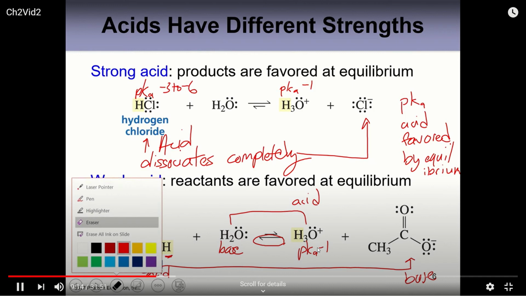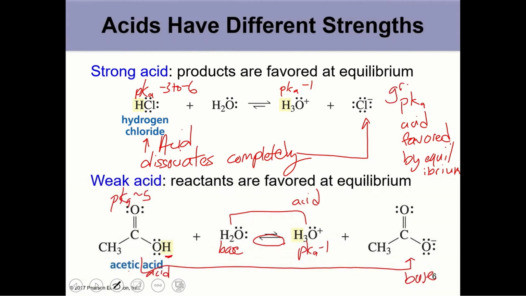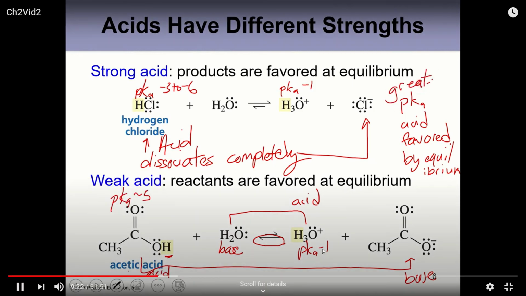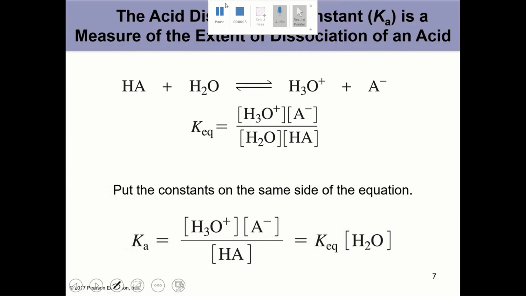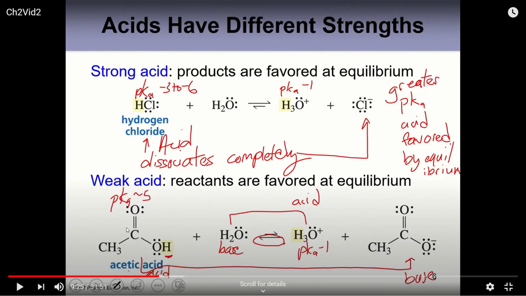And we can determine what side of the reaction is favored by which of the acids, the product acid or the reactant acid, has the lowest pKa. Because acetic acid has a higher pKa than H3O plus, the higher pKa side of the reaction is favored at equilibrium, and this reaction, as written, equilibrium will favor reactants.